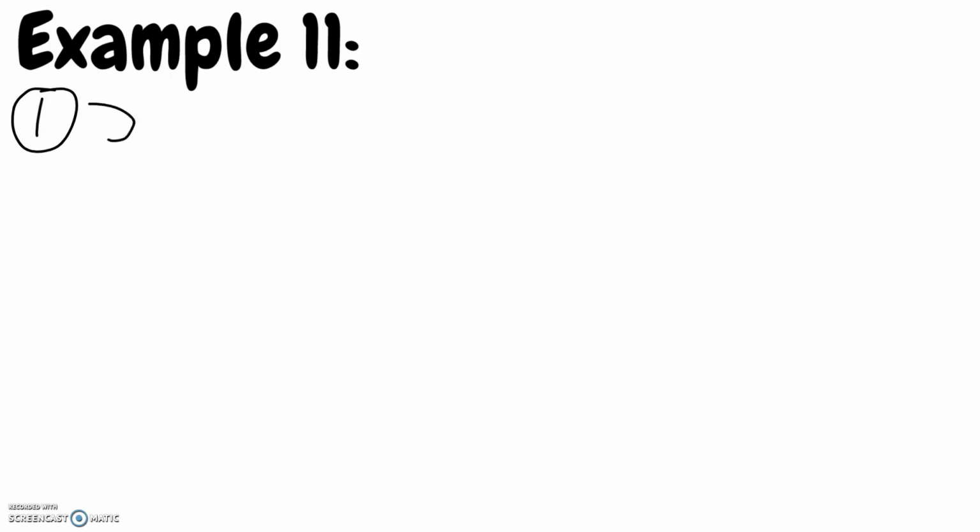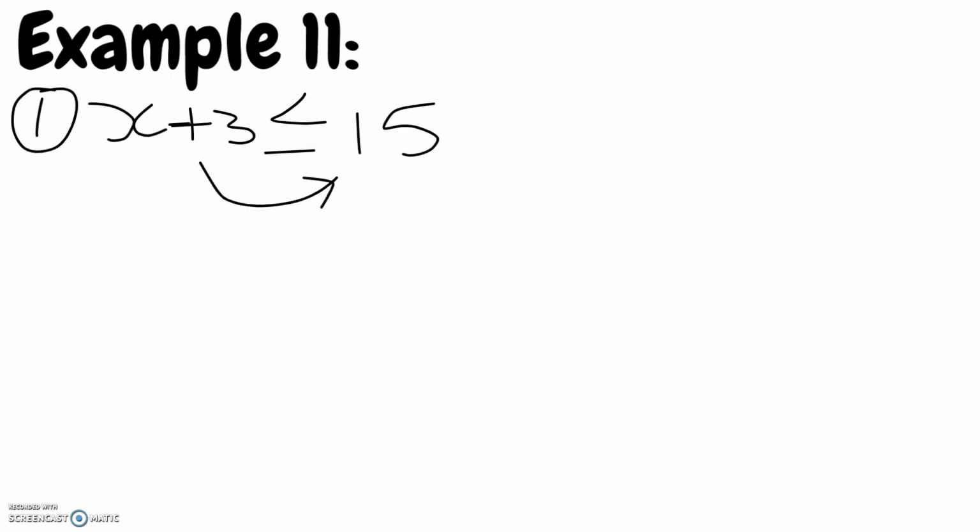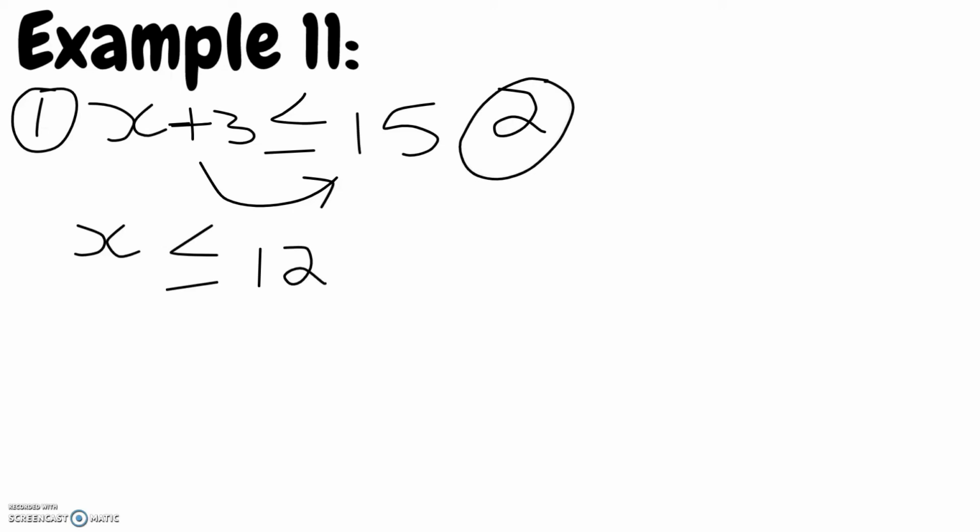So like I said, in the first case, it is x plus 3 is less than or equal to 15. The way I'm going to solve this is I'm going to move the plus 3 to the right side of the inequality, and by doing so, I'm subtracting it from 15. So the first solution is x is less than or equal to 12.